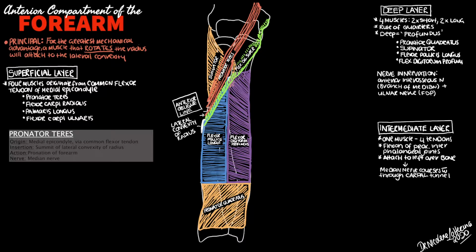The other muscles that are going to then originate from this common flexor tendon as depicted on the medial epicondyle is going to be flexor carpi radialis. This is then going to insert onto the base of the second metacarpal. We then also have palmaris longus, which is going to insert onto the palmar fascia. And then lastly, running or coursing most medially is going to be flexor carpi ulnaris. This is then going to insert onto the base and shaft of the 5th metacarpal.